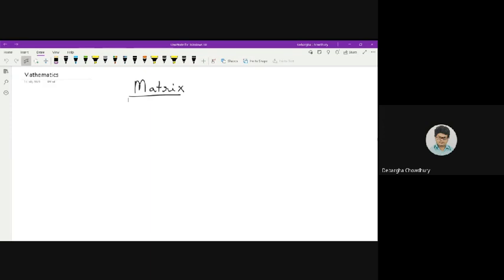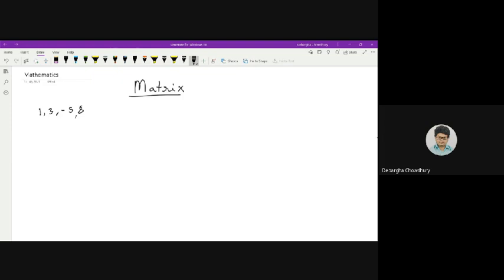Okay, so what is a matrix? What do we mean by matrix? Let us try to understand that. Suppose we have a series of numbers, let's say 1, 3, minus 5, 8. These are a series of numbers and they can be written in many different ways, right?